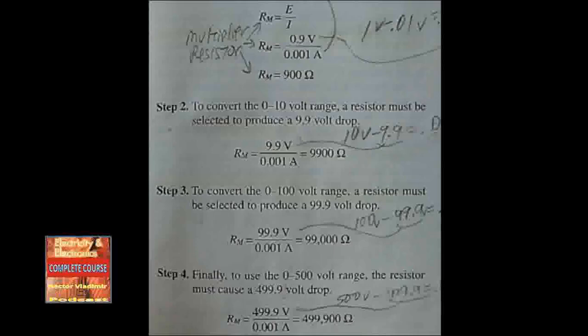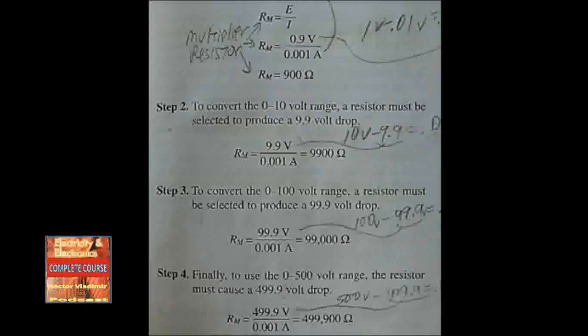Also, the meter will only allow 0.001 amp for full-scale deflection. This is the highest current allowed in the coil circuit. The multiplier resistor must produce a 0.9 volt drop in this case when 0.001 amp flows through it. So the multiplier resistor calculation is multiplier resistor equals voltage divided by current. Again, Ohm's law. So in this case, the multiplier resistor equals 0.9 volts divided by 0.001 amp, and the multiplier resistor equals 900 ohms. Again, this is for a reading of the 0 to 1 volt scale.